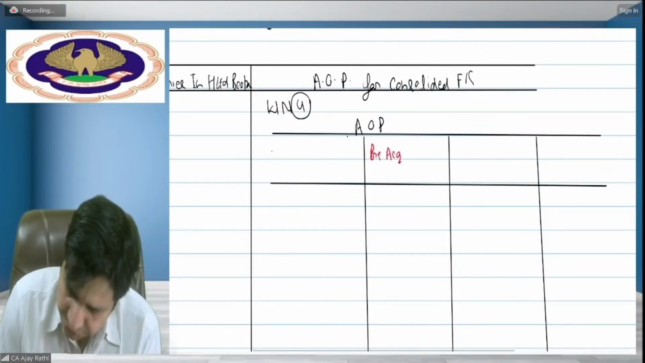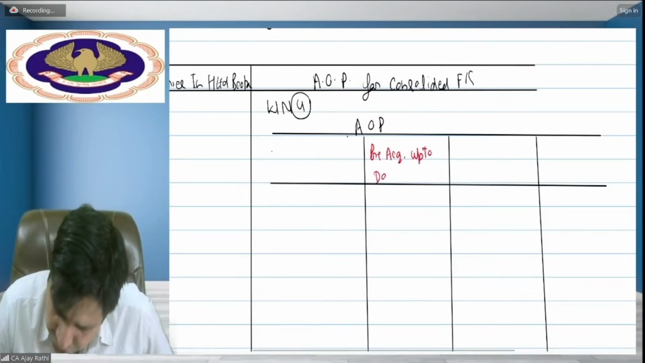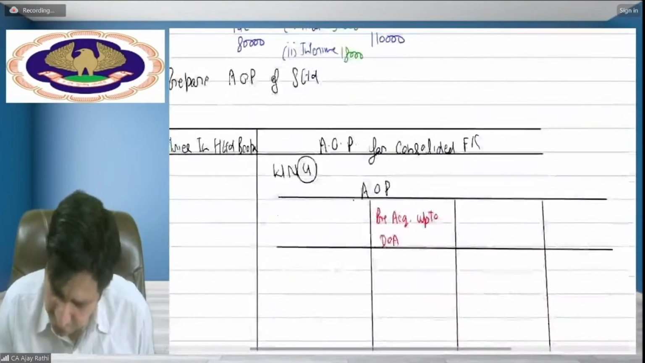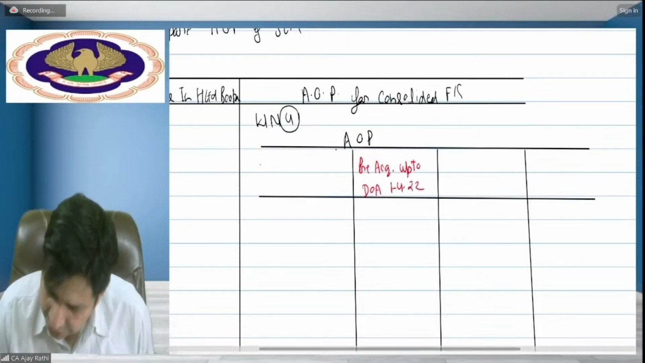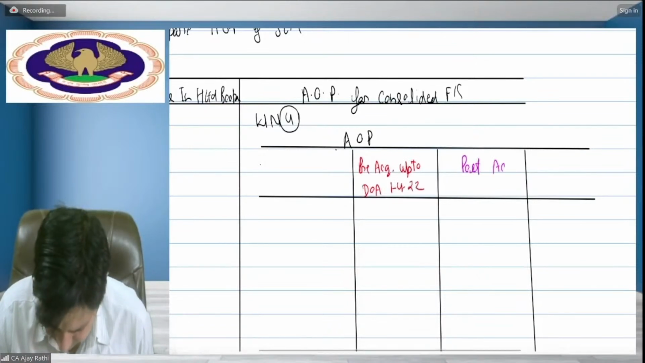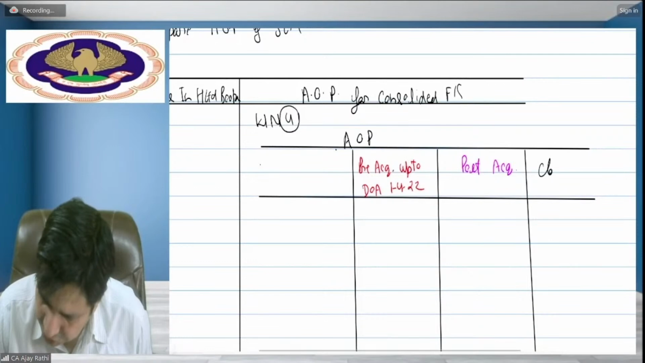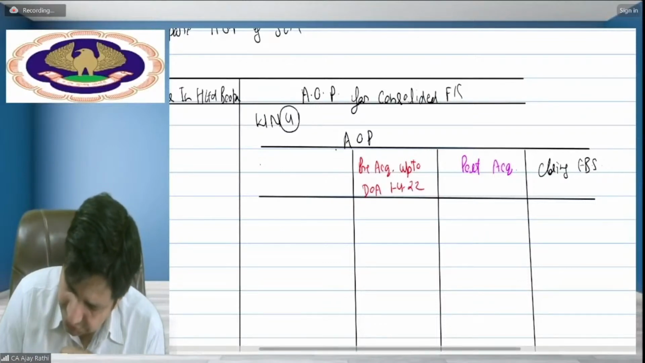Pre-acquisition profits are up to the date of acquisition. As per this question, the date of acquisition is 1/4/2022. And then post-acquisition is after such date, and then this is the closing balance. The consolidated balance sheet date is 31st March 2023.